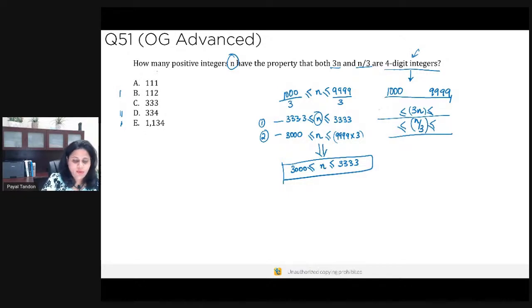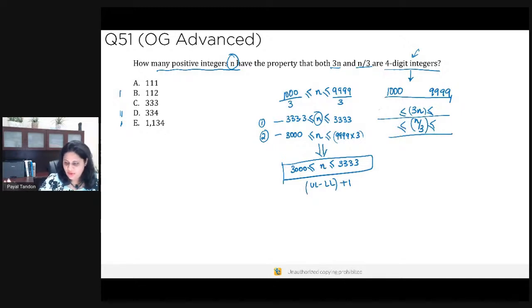I need to figure out how many positive integers n belong in this range. Now, whenever you have a range, how do you calculate the number of entities within that range? You simply do the upper limit minus the lower limit plus 1. That is the formula that you need to use, right?